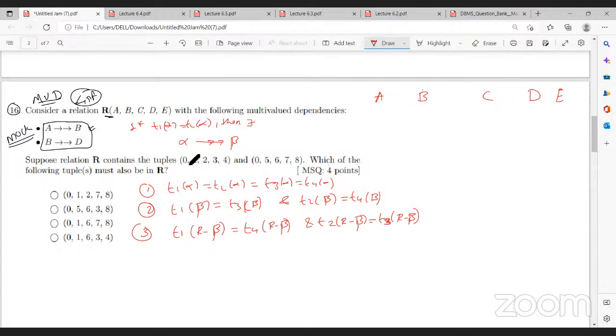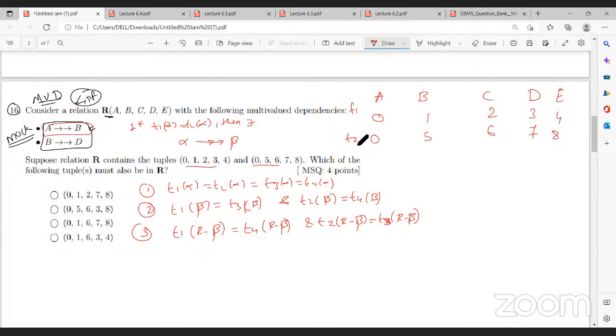A determine D. Okay. So we have been given these two tuples, right? So it will be 0, 1, 2, 3, 4 and 0, 5, 6, 7, 8. I'll consider this as T1, this one as T2. Now, what is my definition if T1 alpha equals T2 alpha? So let us consider this A multi-determine B first. So T1 alpha equals T2 alpha, right? Then it should satisfy these four conditions.